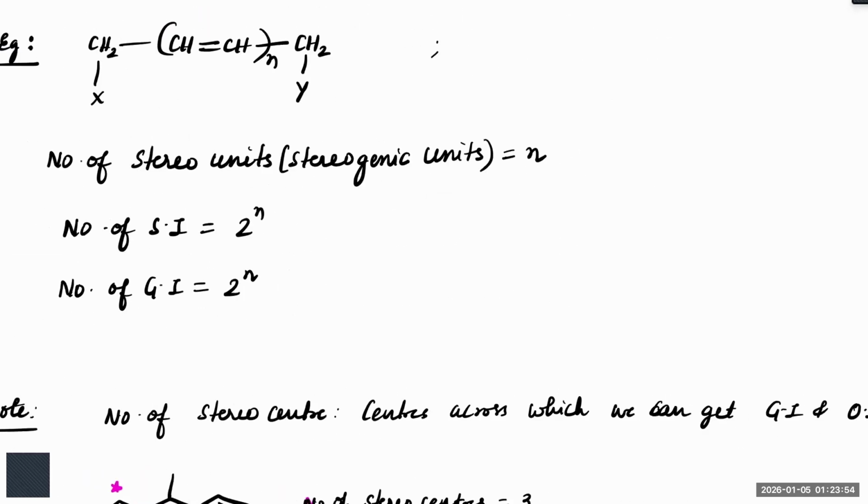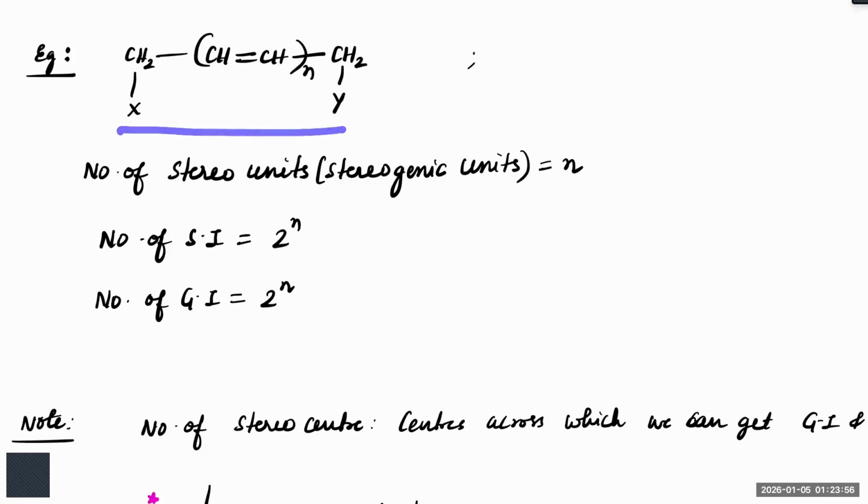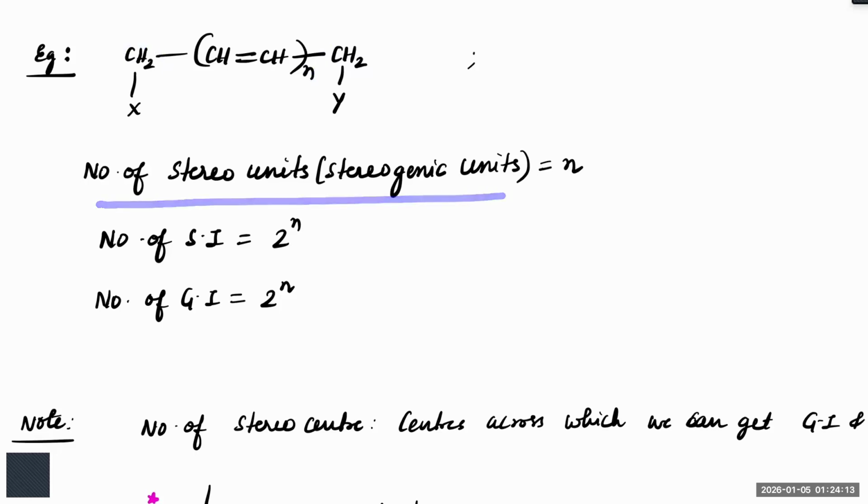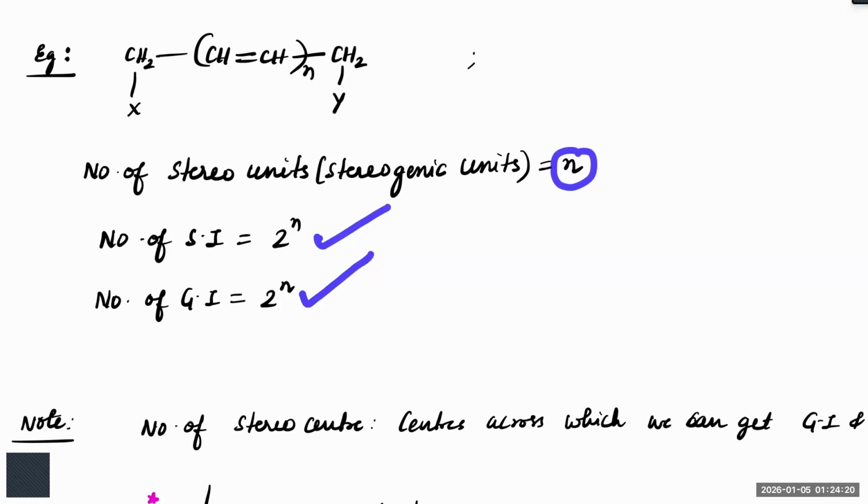The logic can be applied very similarly to a double bonded carbon as well. So if you have a double bonded carbon n number of times, which means we can have so many geometrical isomers. Left hand side, right hand side, the groups are different, so there is no symmetry. Then the total number of stereogenic units are n. Number of stereoisomers are 2 raised to power of n. Geometrical isomers are 2 raised to power of n.